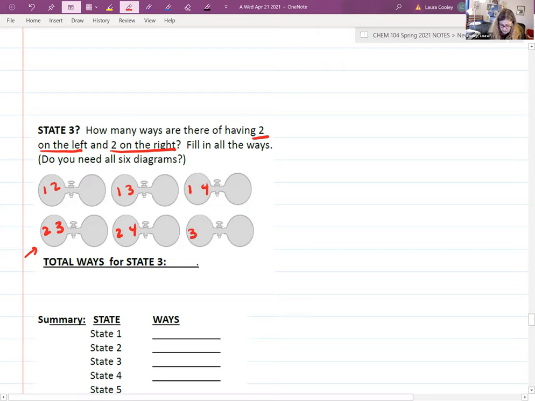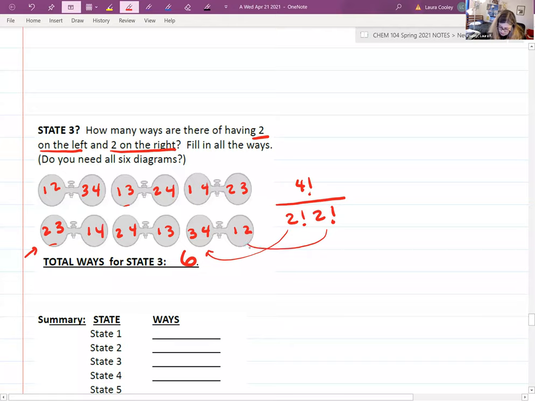Well, I can't put three and two, I already did that. I can't put three and one, I already did that. So it's just gonna be three and four. And then I just fill in the other particles. Three, four, two, four, two, three, one and four, one and three, one and two, and there are six ways. Okay, and I could have done that by taking four factorial over two factorial, because there are two on each side. That's what causes this to be twos here. And that comes out to six.